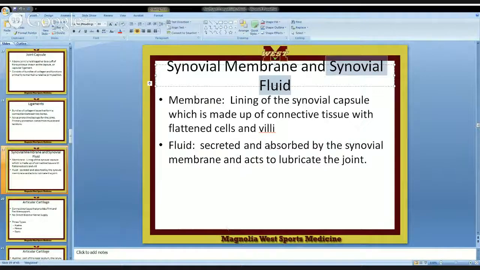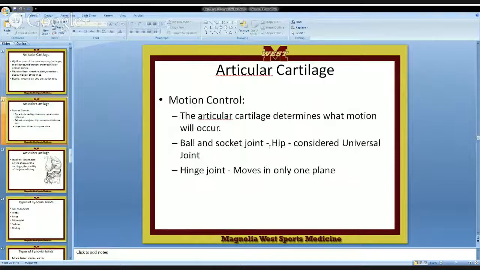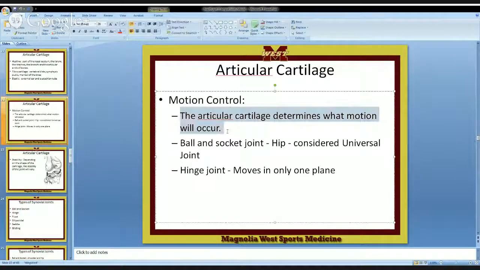All right. Let's go from slide 19 to slide 22. It talks about articular cartilage. Do you need to know that? Does the articular cartilage determine what motion can or will occur? Yes, that is what happens with articular cartilage.